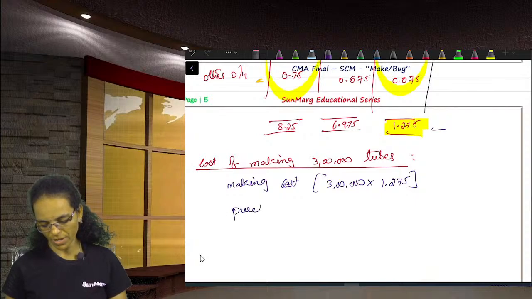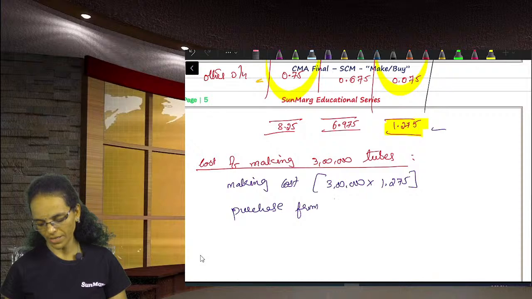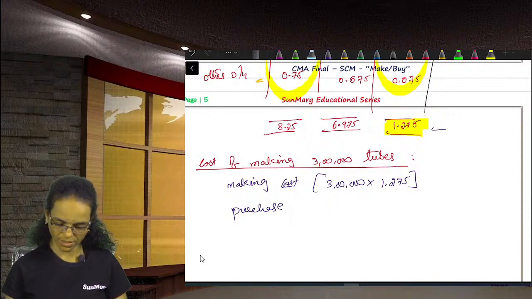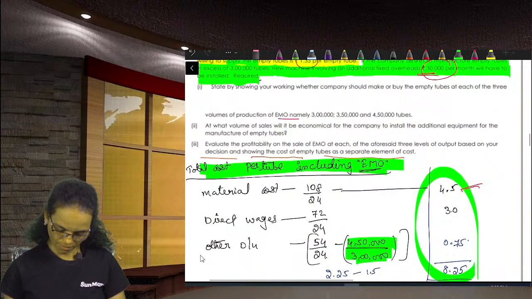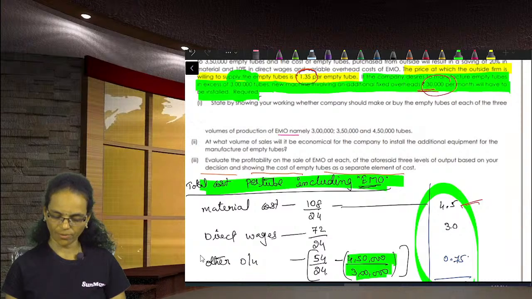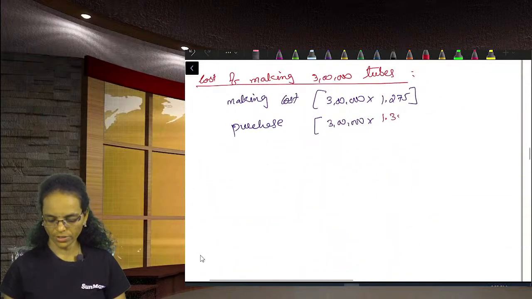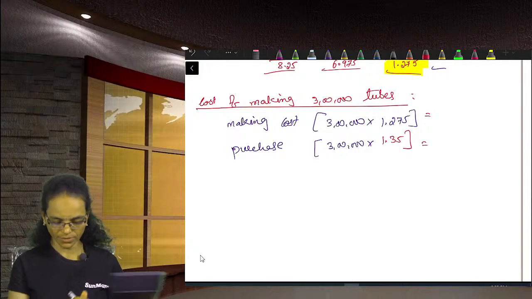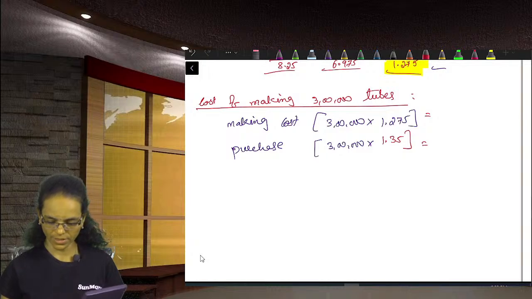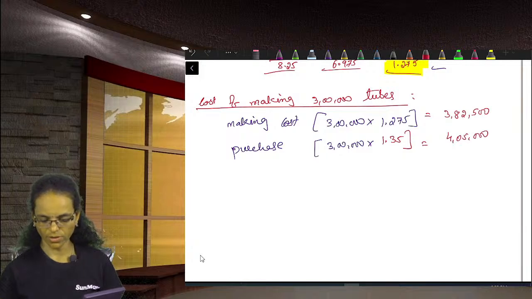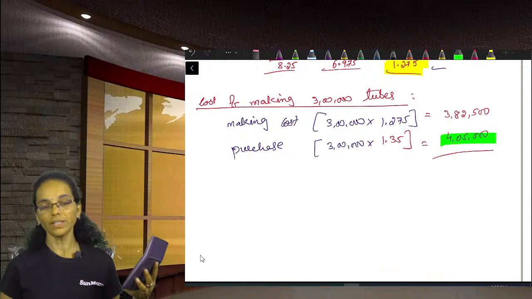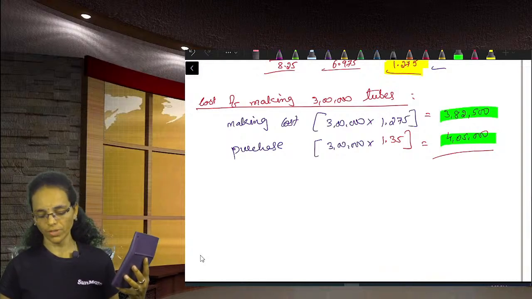If you are purchasing from the external market, 3 lakhs units, they are charging us 1.35 paisa. So you calculate it: 3 lakhs into 1.275, that is 3 lakhs 82,500. 3 lakhs into 1.35, that is 4 lakhs 5,000. So if we are purchasing from the external market, 4 lakh 5,000 is the cost. If we are manufacturing in-house, 3 lakh 82,000 is the cost.